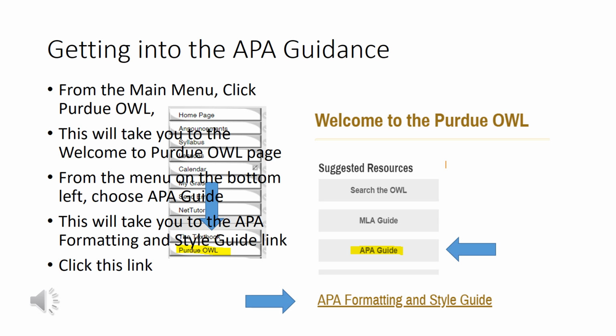You see the heading at the top of the next column. From there, go to the menu on the bottom left and choose APA Guide. You see it highlighted, and that will take you to the link labeled APA Formatting and Style Guide. Click that link.